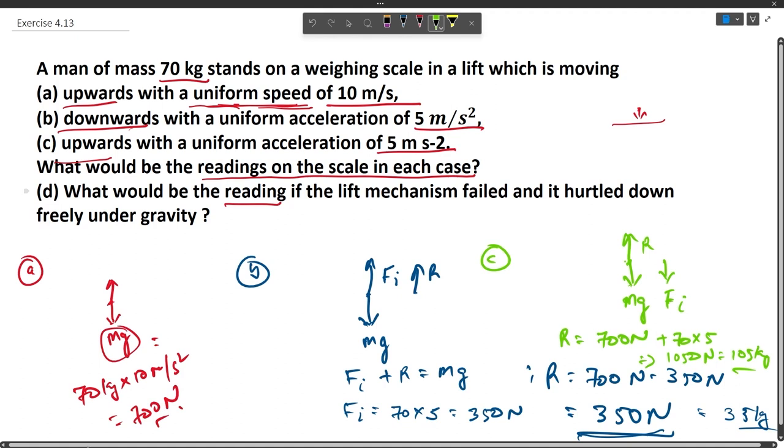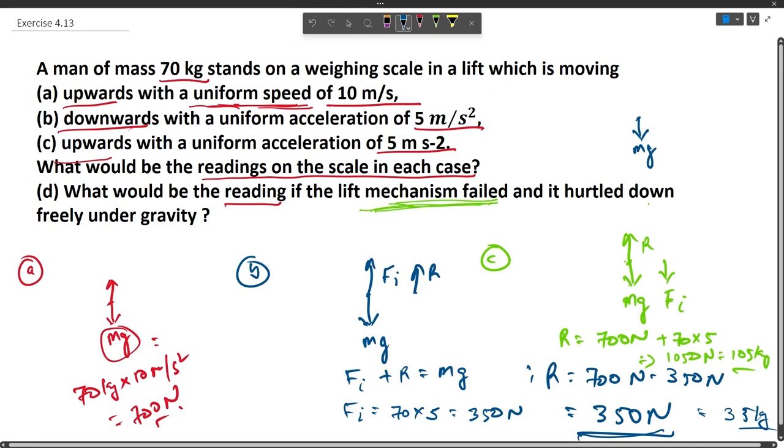Now in fourth case, what would be the reading on the scale if the lift's mechanism fails? If its mechanism fails, then the reading would just be 0, because it would be under free fall and both the objects would be falling freely. Let us understand it mathematically. So let us assume that this is the body, and since it is acted on by the acceleration due to gravity, its force in the downward direction would be mg.